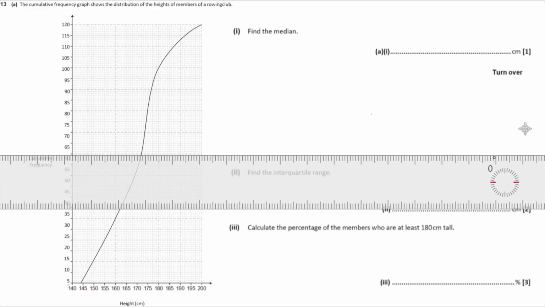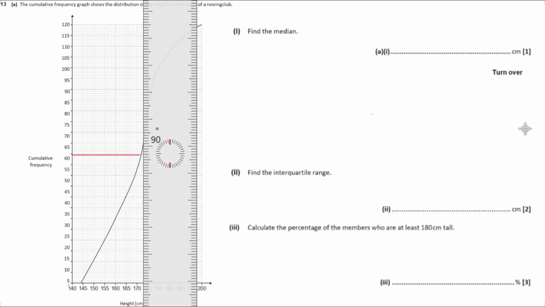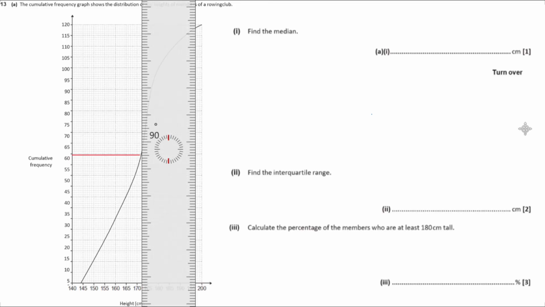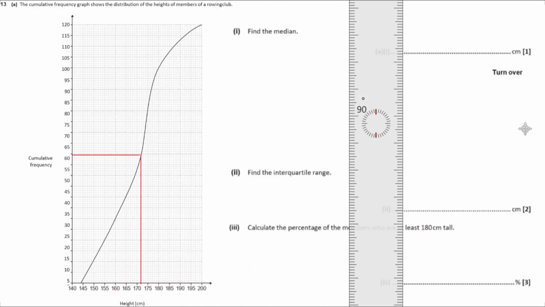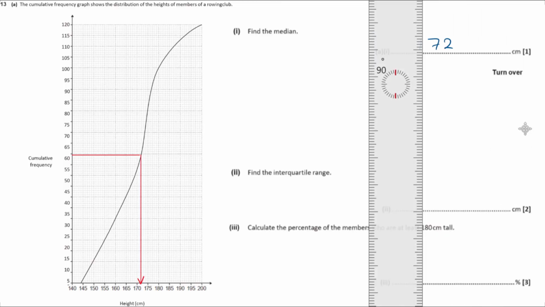Okay, so find 60 on our cumulative frequency curve scale. Read across to the graph, switch directions, read down to the axes. Now I make that, oops, around about 172 centimeters. 172 centimeters.